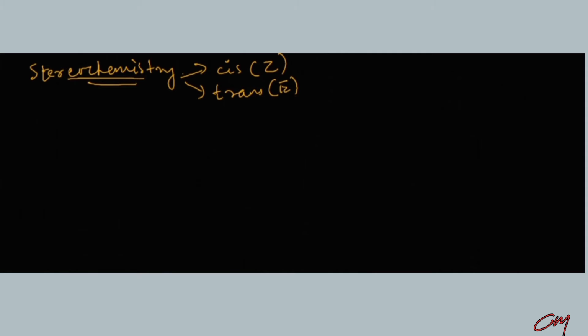Now we will see the stereochemistry of the Wittig reaction. In alkene formation, we know that two isomers are formed. One is cis, one is trans. Cis can also be written as Z, trans can also be written as E. Now in which condition is cis alkene formed? Cis alkene is formed in case of an unstabilized ylide, and trans is formed in case of a stabilized ylide.